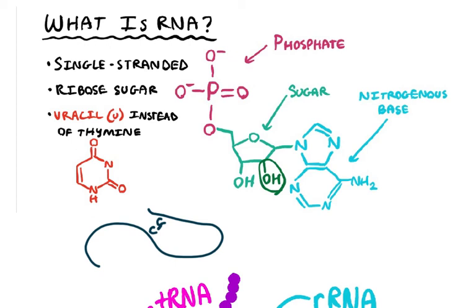Third difference is in the bases. RNA has A and G and C, but it does not have T. RNA has something else. It's different by like only one methyl group, but it's called uracil. So it's going to be AGCU instead of AGCT. So whenever you're on a test and you're being asked about DNA, if it's U, it's wrong. If you're being asked about RNA, if it's T, it's wrong.